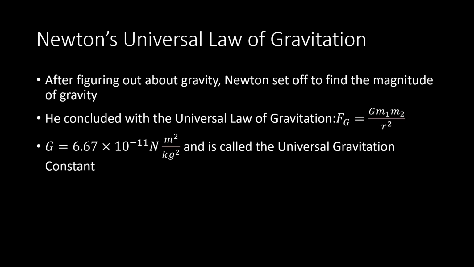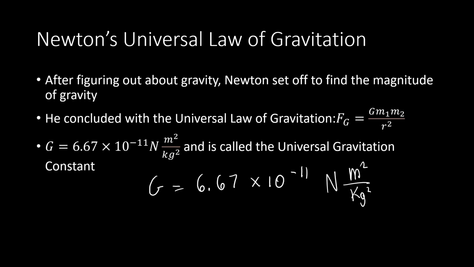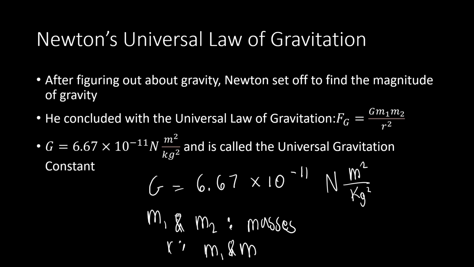So now let's go over Newton's universal law of gravitation. After figuring out about gravity, Newton set off to find the magnitude of gravity. He concluded with the universal law of gravitation, which is F_g equals G times m1 times m2 over r squared. So let's go over what each of these are. G is equal to 6.67 times 10 to the power of negative 11 newton meters squared per kg squared. And m1 and m2 are just the masses of the objects that are exerting gravity on each other. And r is just the distance between m1 and m2.